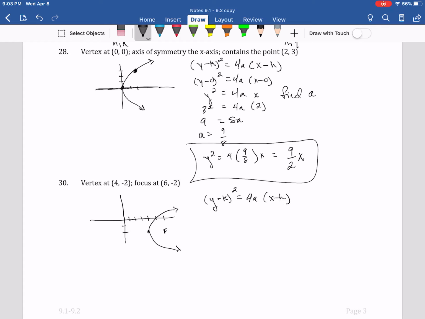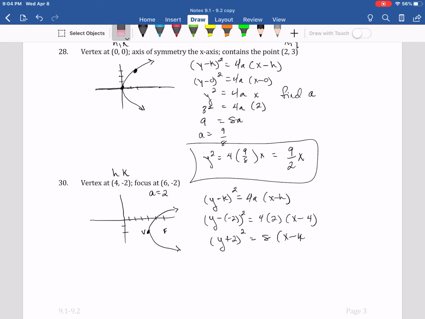All right. Do we know the vertex? Yes, we do. We know the vertex, h, k. Do we know the value of a? a is the distance from the vertex to the focus point. Yes, we do. We know that a is equal to 2 units. So I'm going to put it together here into my equation. y minus, what is k? k is -2. All of that is squared, equals 4 times a, which is 2, times x minus h, which is 4. How about y plus 2 squared equals 8 times x minus 4.